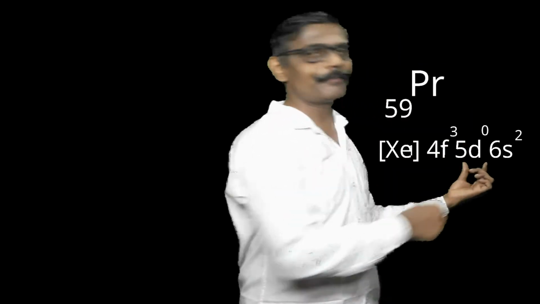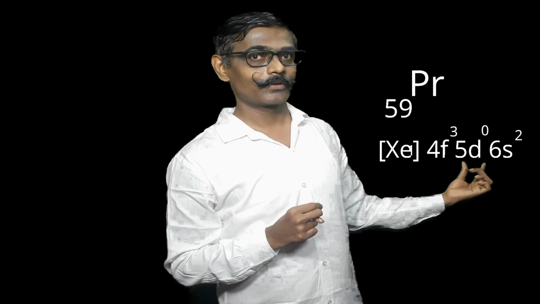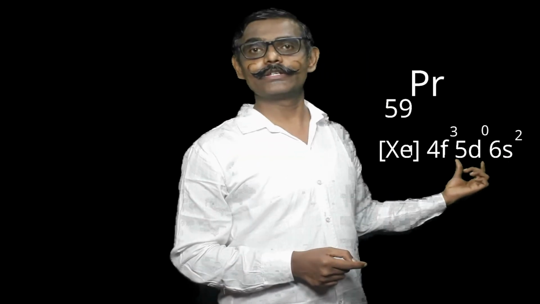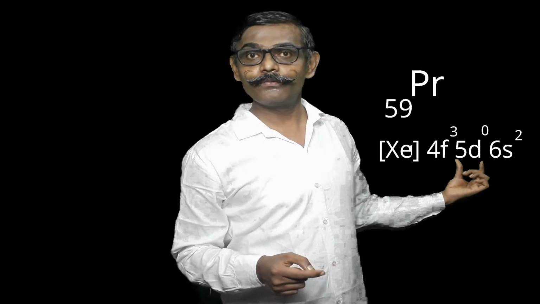For 56th electron again 4f orbital is suitable. So 4f2 now. For 57th electron again 4f orbital is suitable. So 4f3 now. For 58th electron 5d orbital is not suitable. 6s orbital is suitable. And for 59th electron 6s orbital is suitable.